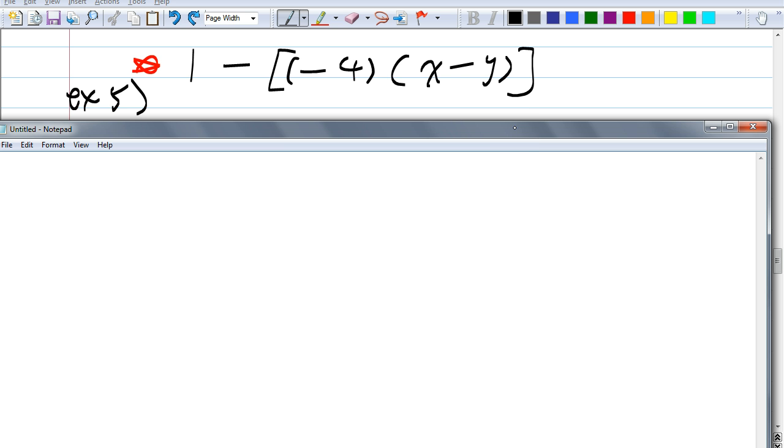Here's example 5. It's sort of similar to the one that we just did. I have 1 minus in brackets negative 4 times in parentheses x minus y. So, in order to simplify this expression, as you write this down, I want you to think about and show me with your fingers how many subtraction symbols you see in this example 5. Okay, some of you have 1. That would not be correct. There are 2. Most of you have 2.